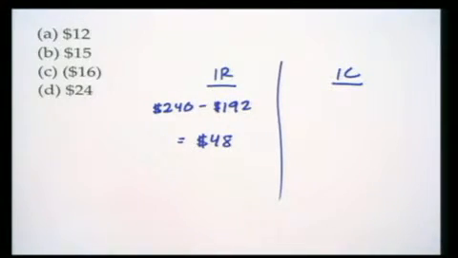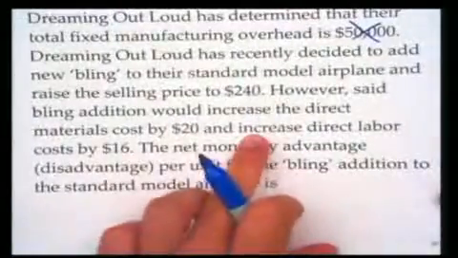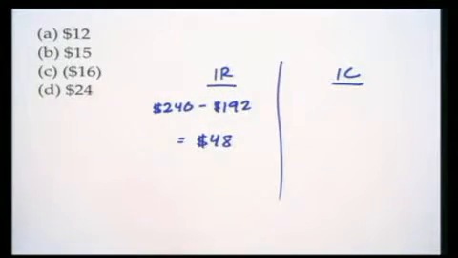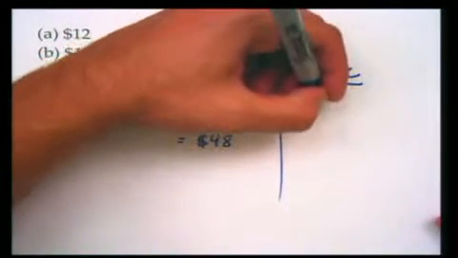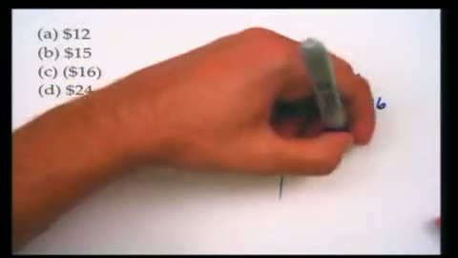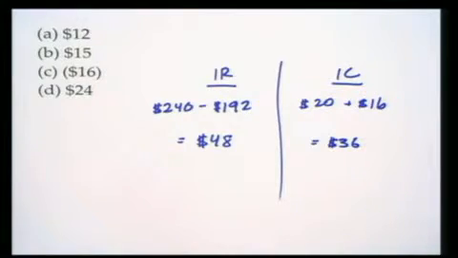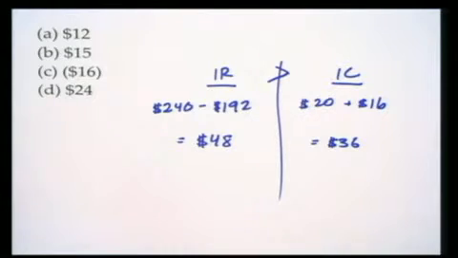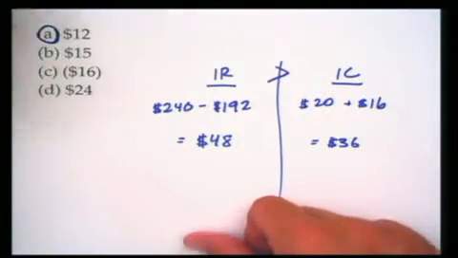Well, it says that if we decide to do this, it will increase the direct materials cost by 20, and it will increase the direct labor cost by 16. So the additional cost will be, again, the $20 plus the $16, which is $36. Good idea, bad idea? Yeah, good idea. Incremental revenue exceeds incremental cost. By how much? In other words, what's the difference? 48 minus 36 is $12.